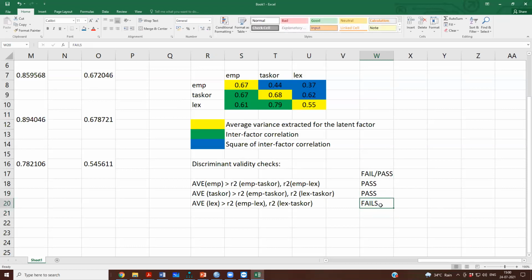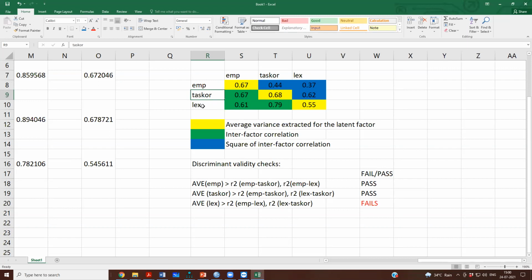fails. Right? So now what we have got is that there is at least one construct, LEX, which is not distinct from the other one, which is task orientation. That means there is high interfactor correlation in this case. So what does this show? It shows that either you merge both these factors and model one factor, LEX or task orientation, or you model a second order latent factor.